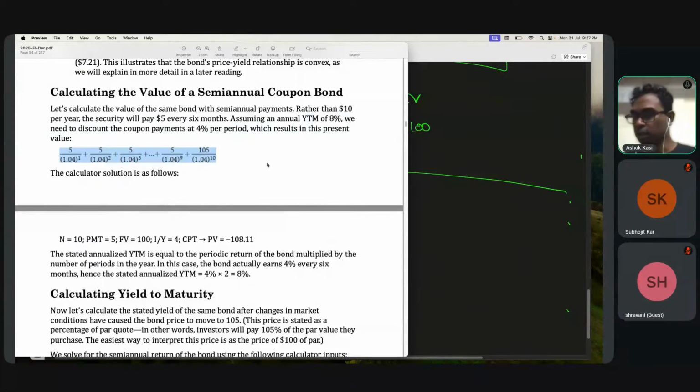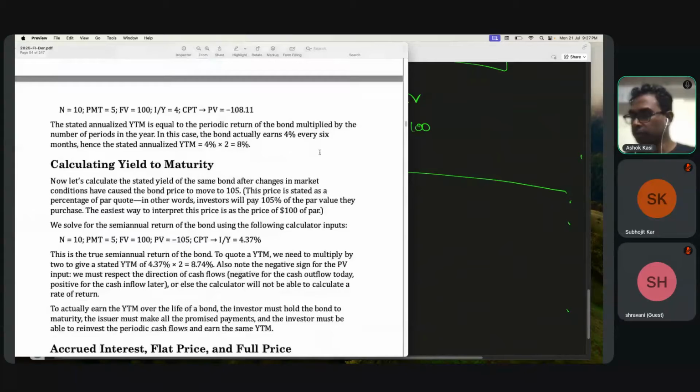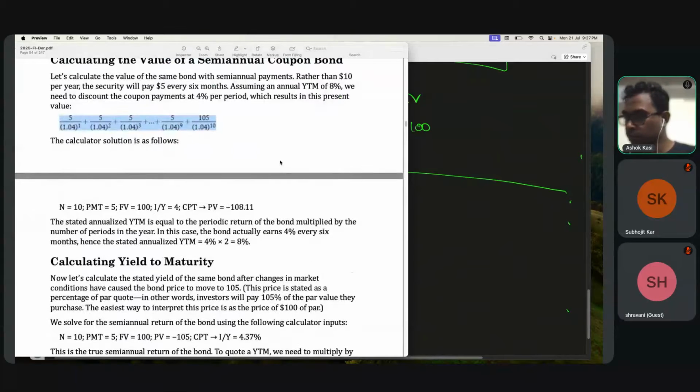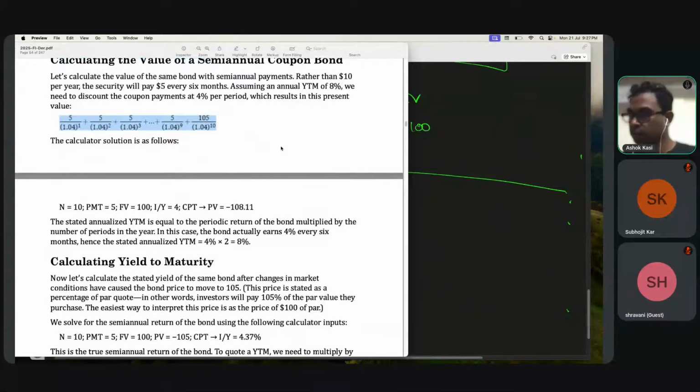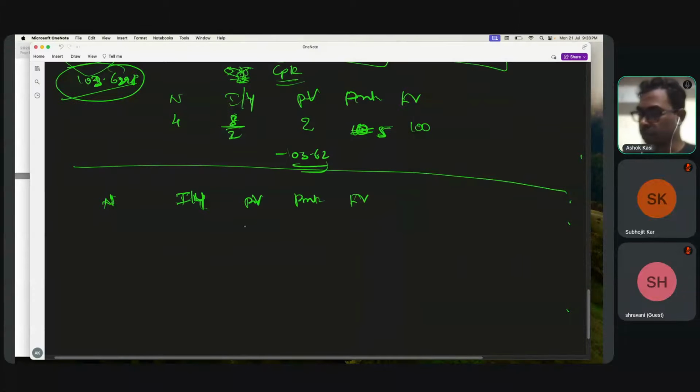Okay, they are continuing from this sum. So we have to then get this question. Rather than 10 year, the security will pay 5 every 6 months, assuming an annual YTM of 8%. We need to discount the coupon payment at 4% per period, which results in a present value of 108. But then they are saying, what if the present value is 105?